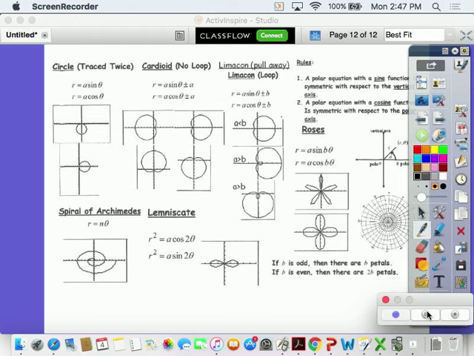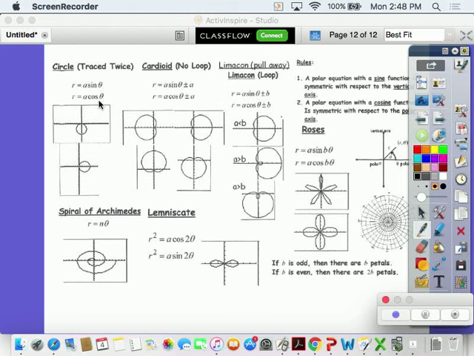I'm also expecting you to know what type of symmetry these have, okay? So let's go through each one. You will need your calculator, so go ahead and have it out. The first type you can have is a circle. They're set up in this format, where you have r equals a sine theta or r equals a cosine theta. Now, what do you think a stands for?